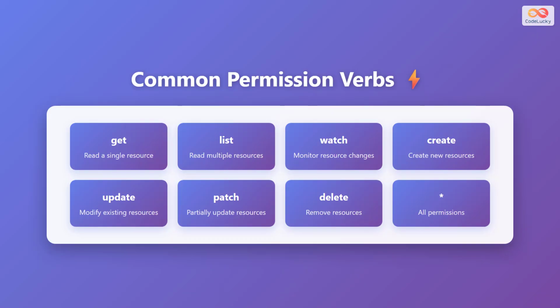Let's explore the most common permission verbs. Get allows reading a single resource. List lets you read multiple resources at once. Watch enables monitoring resource changes in real time. Create permits creating new resources. Update allows modifying existing resources completely. Patch enables partial updates to resources. Delete allows removing resources. And the asterisk wildcard grants all permissions, though it should be used cautiously.